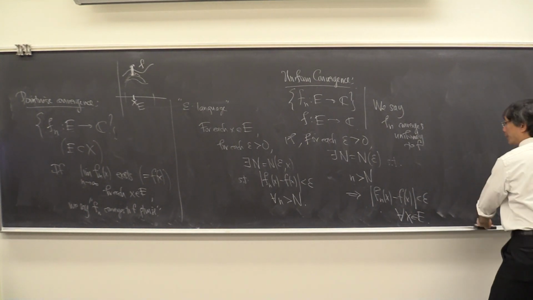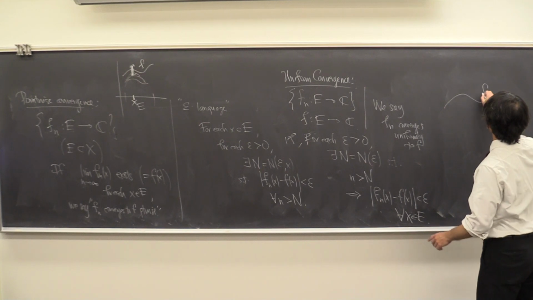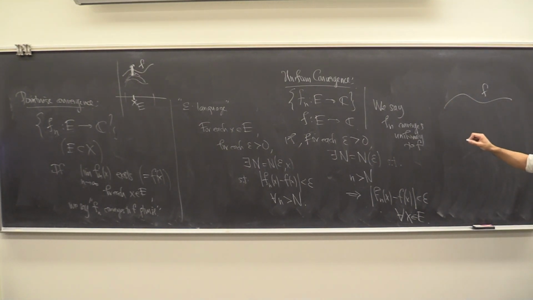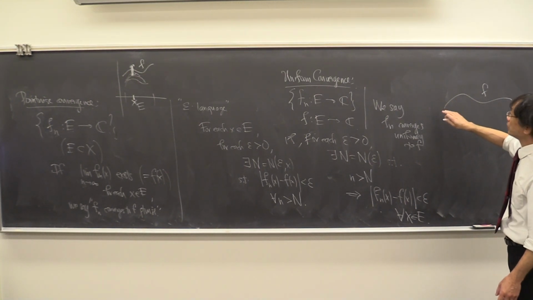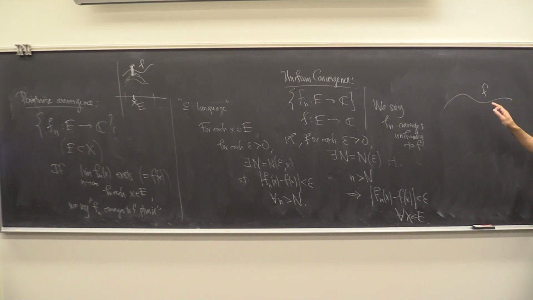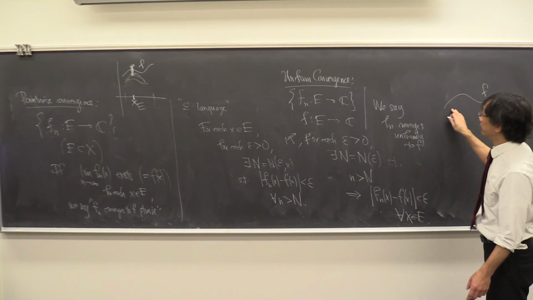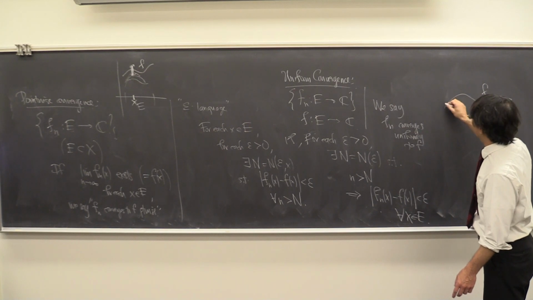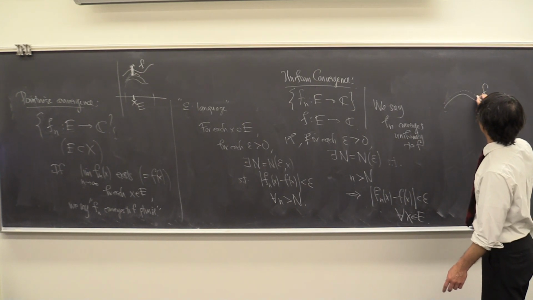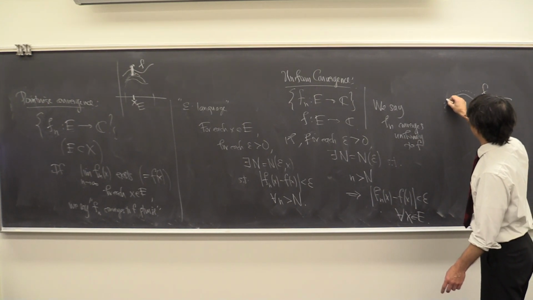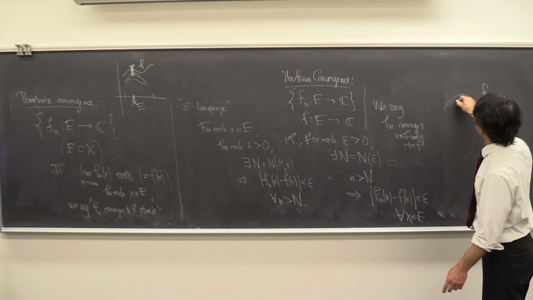Okay. So the picture is different. Here's the picture for uniform convergence: you have your function, and then somebody gives you an epsilon, but now you think of that epsilon range for every point.